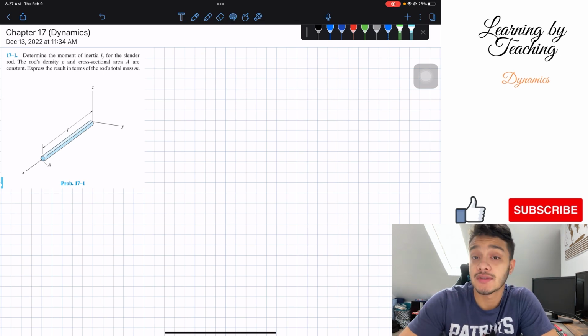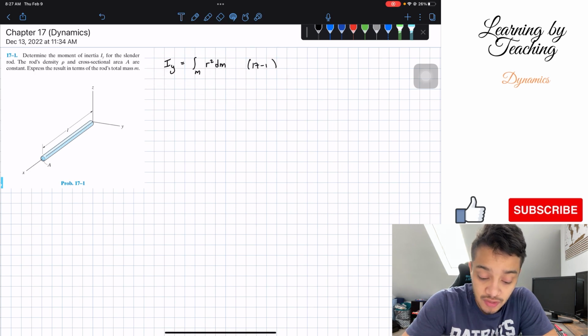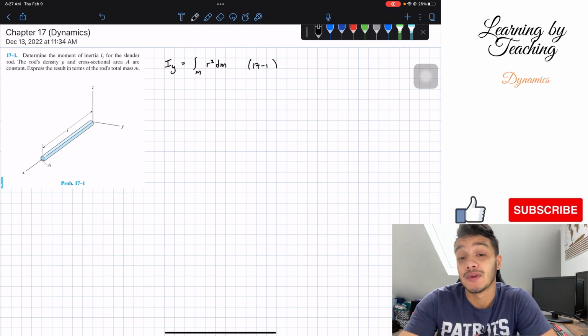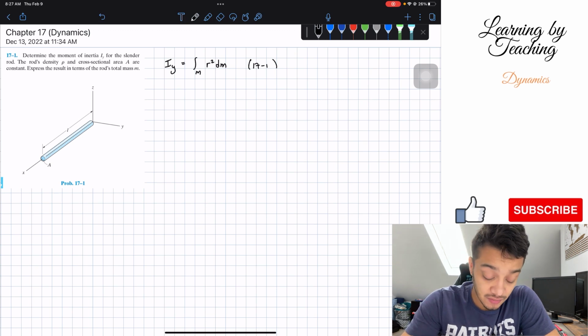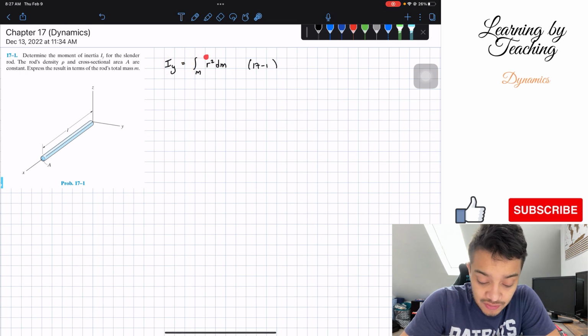As always, I like to start my problems by writing down some of the equations that the book gives us. In this case, we're going to implement basically the first equation. So what we have is that our moment of inertia is equal to the integral of the distance squared times the change in mass.